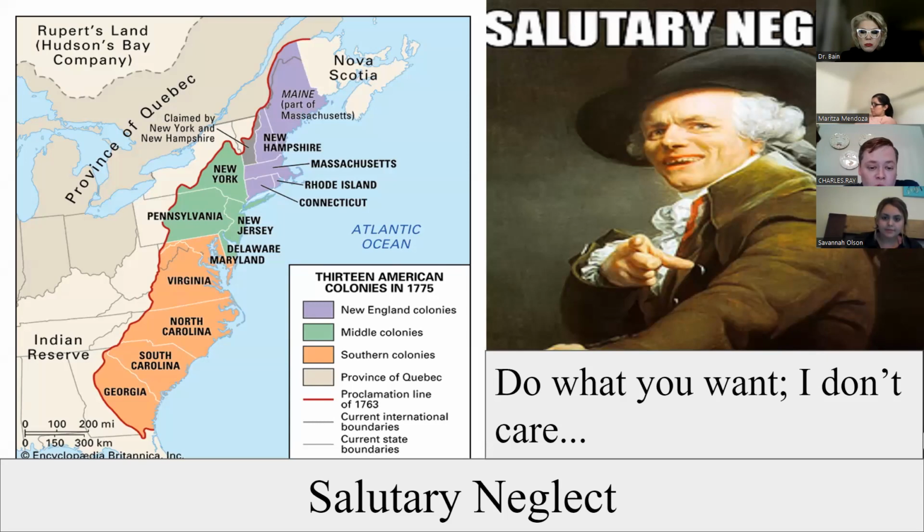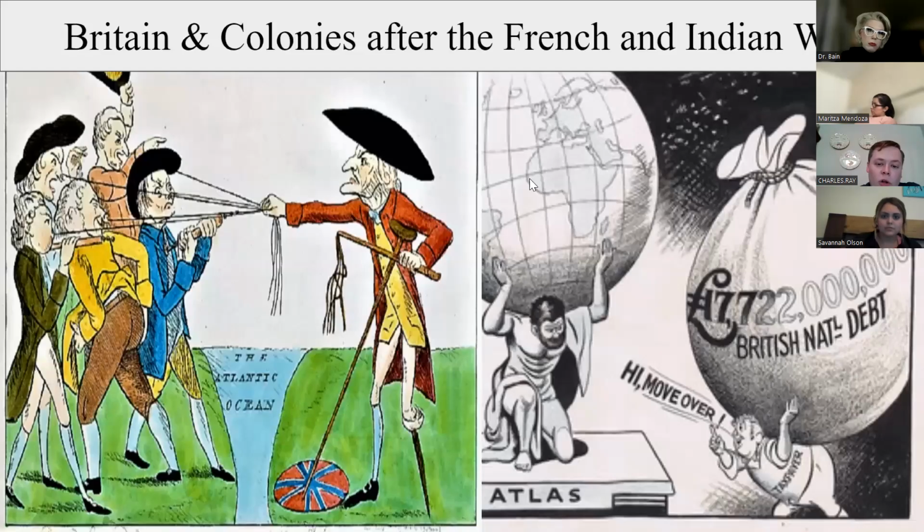It was good for us, which is where we get the salutary part. And the British were fairly happy with it. There were some laws, it was technically illegal, but everyone was fairly content. French and Indian War changes that. Britain goes into horrible debt.